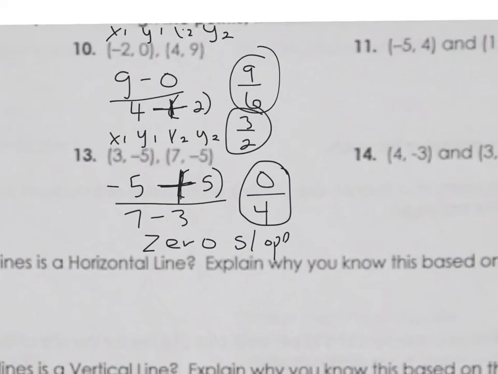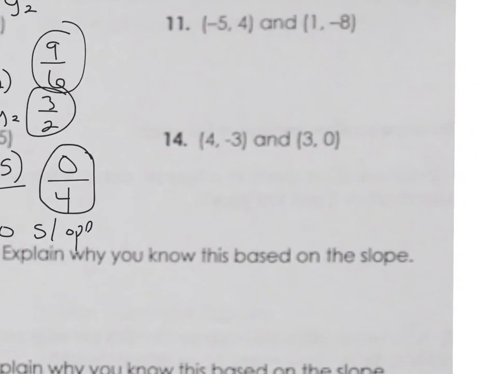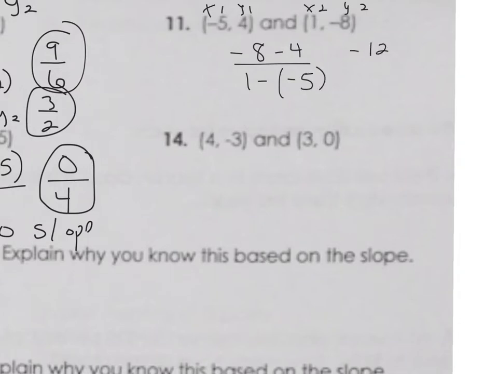Let's see if I missed any. Sure enough, number 11. x1, y1, x2, y2. Negative 8 minus 4 over 1 minus a negative 5. Negative 8 minus 4 is negative 12. 1 minus a negative, we change that into plus. 1 plus 5 is 6. This would equal negative 2.